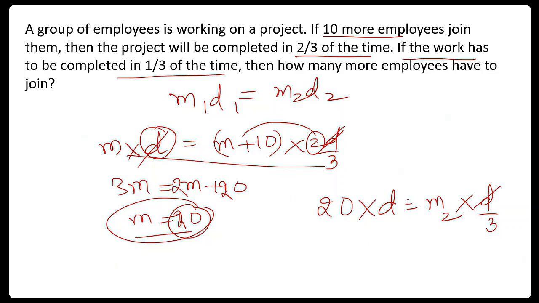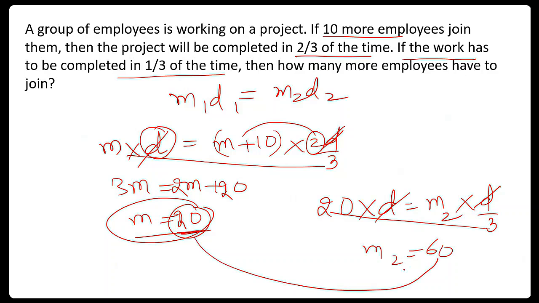Again, if I simplify, the D's get cancelled, and on cross multiplication we get M2 is equal to 60. So initially, how many people were there? 20. Now, how many are required? 60. So how many extra people are required? 40 extra people are required. Correct me if there is any error in my solution. So I got 40 more employees are required to complete the task.